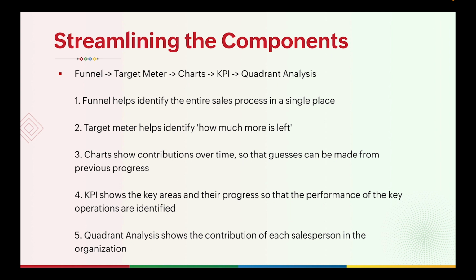2. The target meter. This helps identify how much more is left so that the same can be inferred with a funnel. A funnel tells you what's happening, and a target meter tells you how much more is left to get to that goal. 3. Charts. Charts show contributions over time so that after taking a look at the target meter, guesses can be made on previous progress of the company to plan actions moving forward. 4. KPI show the key areas and their progress so that after one takes a look at the charts, they can come here to see how the performance of the key operations are.